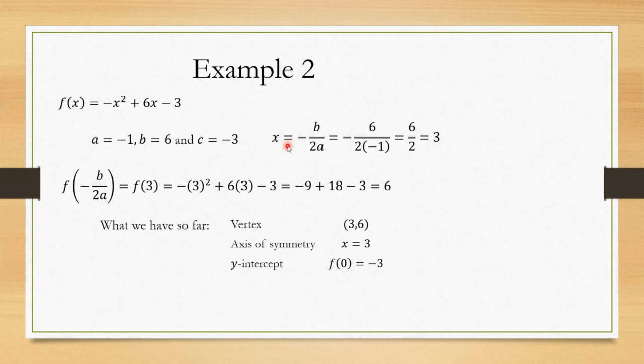So we have x now is minus b over 2 times a, which as we know is minus. So in this case with our a and b, we have minus 6 over 2 times minus 1, which is 6 over 2, which is 3. Okay, so we know that 3 is the x coordinate of the vertex, and the axis of symmetry is actually x equals 3. But to get the rest of the vertex, we need the y coordinate, right?